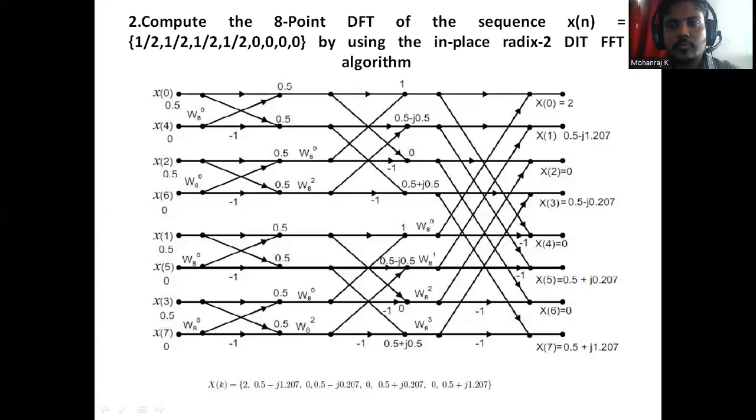The answer is here. See x of 3 and x of 5. X of 3 equals 0.207, and x of 5 equals 0.5; here minus means that here also plus. Similarly, x of 7 and x of 1. X of 1 equals 0.5 minus j1.207. So 1 and 7 are conjugates, they will be different.